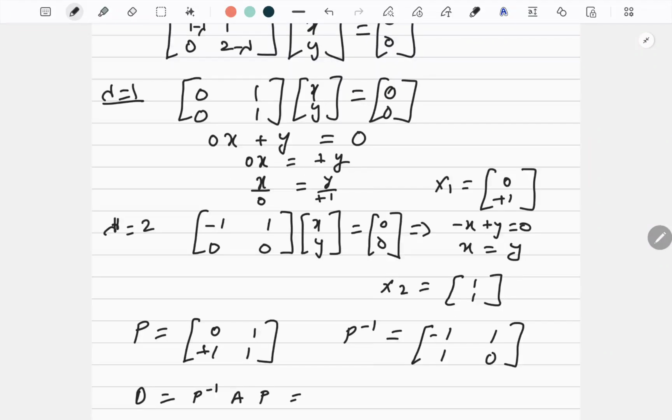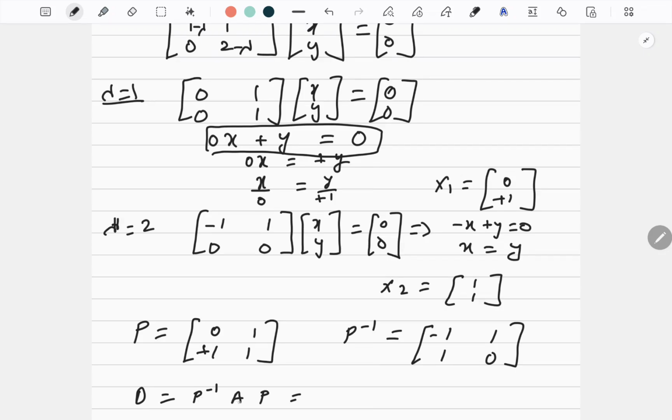See students, here we did a small mistake. 0x is equal to y. This is the equation. We need to figure out the values, right? The coefficient of x is 0, so for y I have to take some non-zero value. So I will take it as 1. So I took it as 1 and then I got P inverse, right? Now even if you take minus 1, it's correct because every multiple is also an eigenvector.